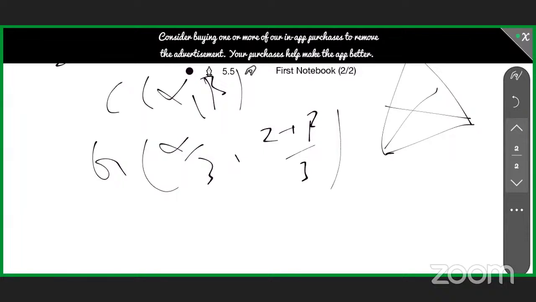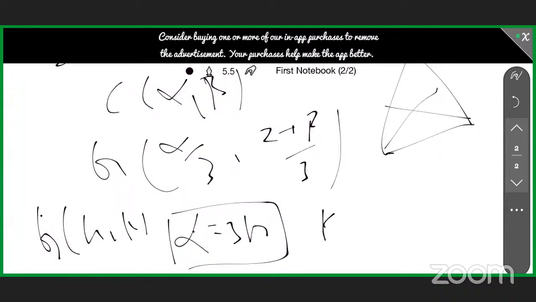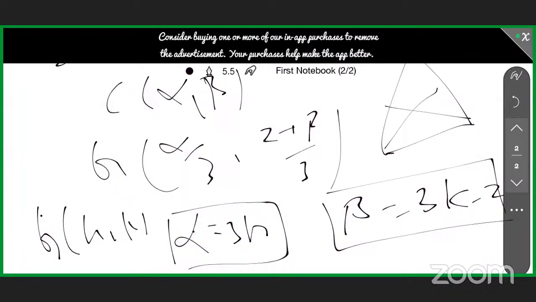So from this, let us take the centroid as (h, k). Therefore, h is equal to alpha by 3, so alpha is equal to 3h, and k is equal to (beta - 2)/3, so beta is equal to 3k + 2. Alpha is equal to 3h, beta is equal to 3k + 2.